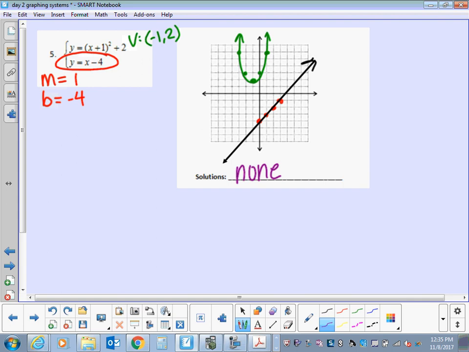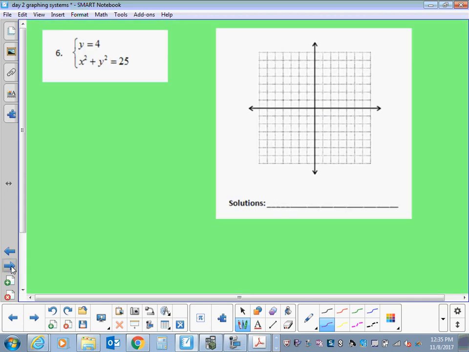All good, number 5? All right, let's look at number 6, last one. I know I have a line and I have a circle. I know I have a line because it's just y equals 4, so that's linear. And then x squared and y squared, if I see those two together, I'm thinking circle. So I have a line and a circle. Do I need to plot and get points for y equals 4, or can we do this one? We can just do it.